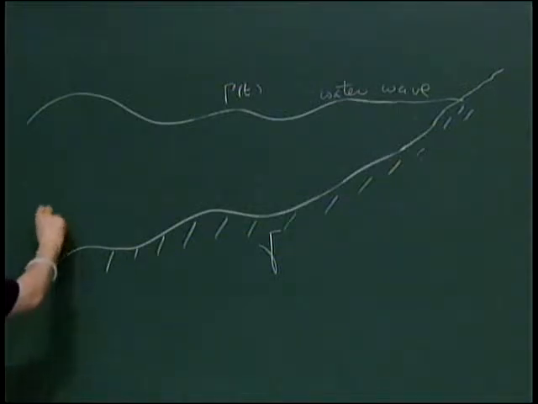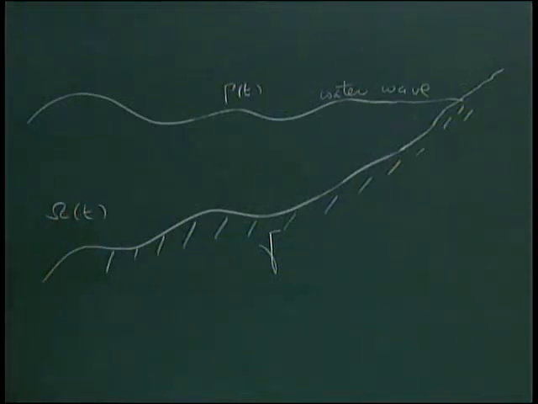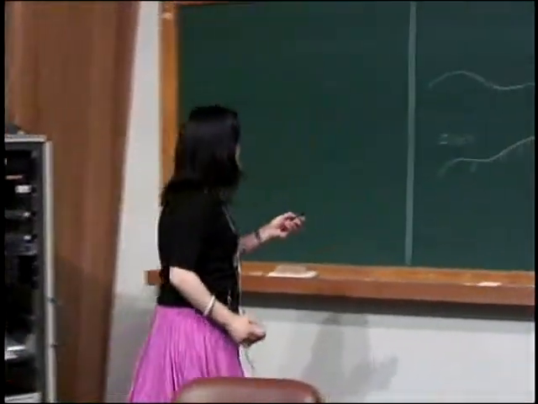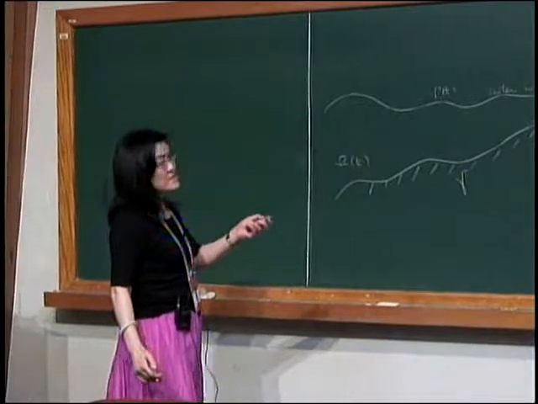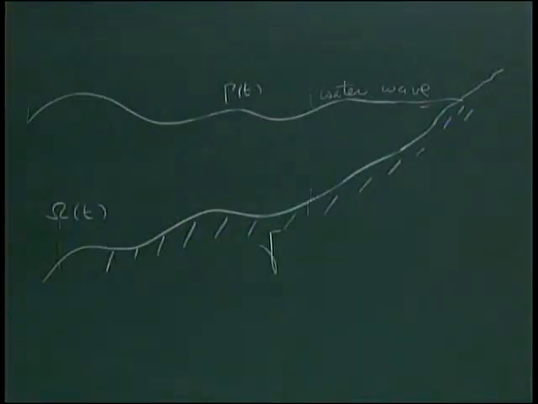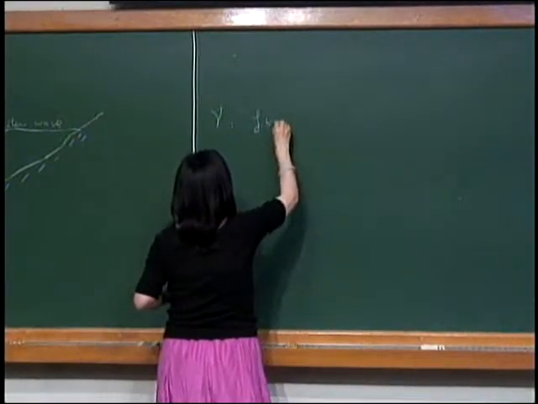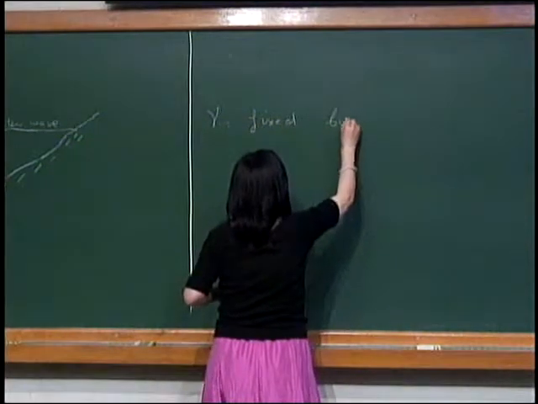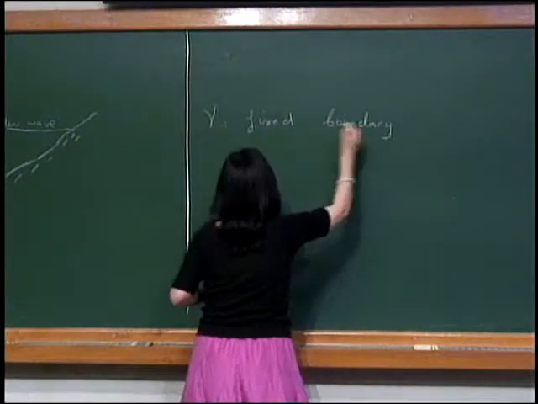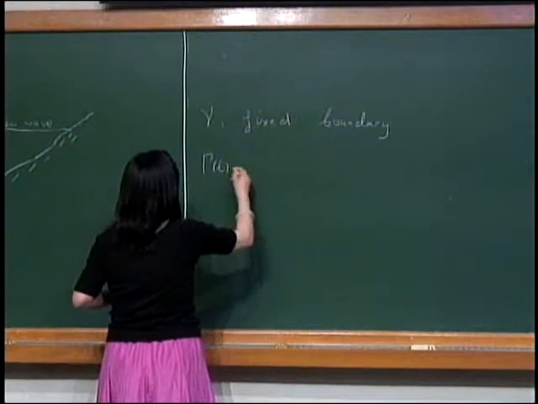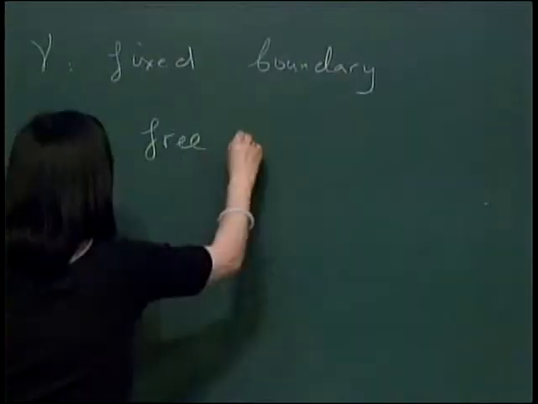So this is a water region. This is a typical thing, like if you have water in the bathtub, you always have a boundary, and then you always have the wave interact with the boundary. So the question is really how the wave interacts with the fixed boundary. So Γ is the fixed boundary, and this Γ_t is the free surface.